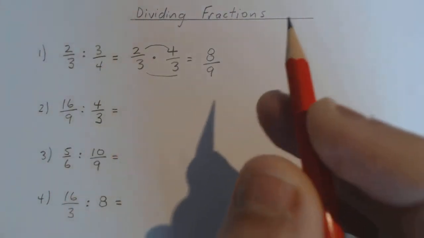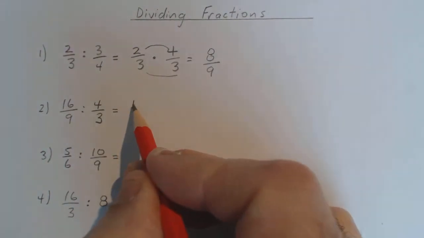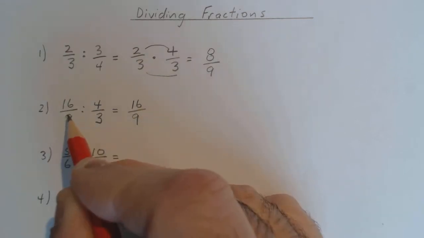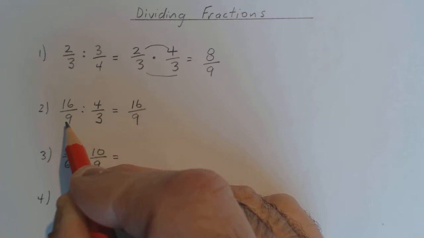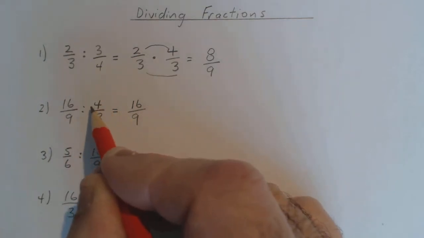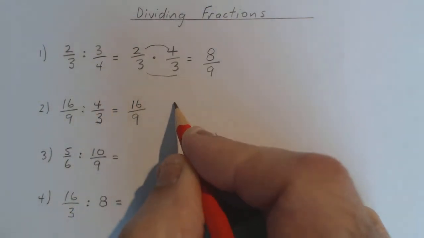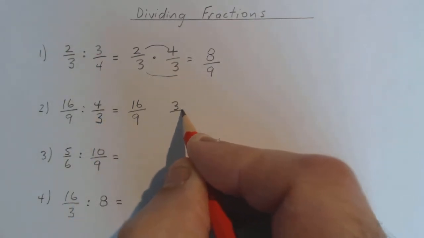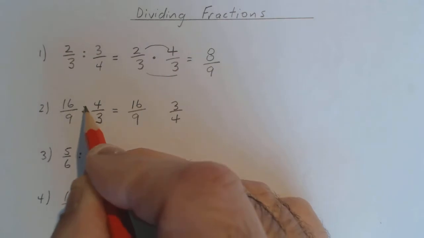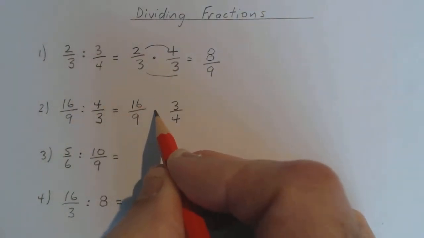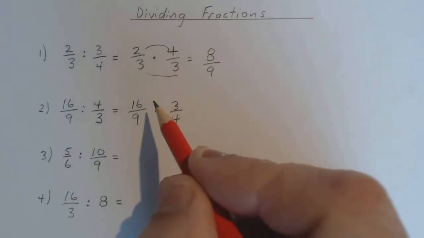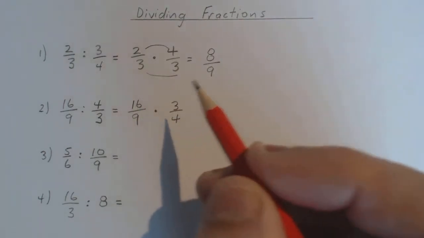Let's have a look at number 2. We're going to follow the same rule. The first fraction stays exactly as it is. The second fraction, the fraction we are dividing by, we take the reciprocal. So the 4 over 3 becomes 3 over 4. We turn it upside down. And we change this division operation to multiplication. And then we follow the same procedure as we do for multiplying fractions.